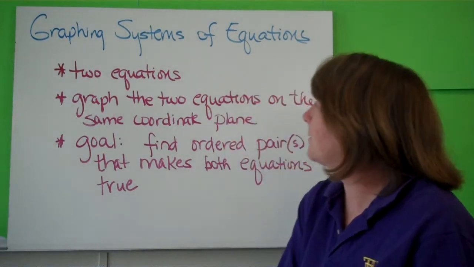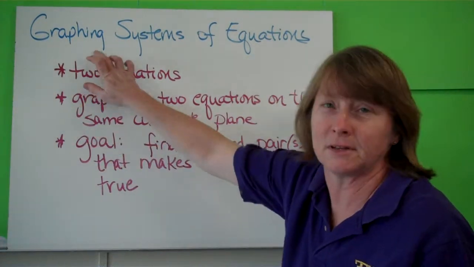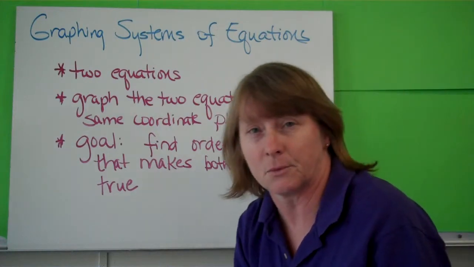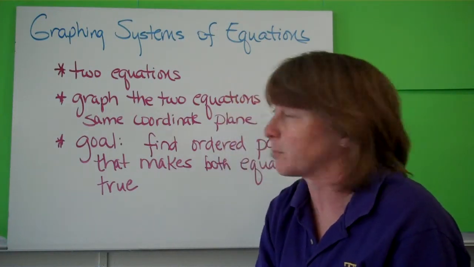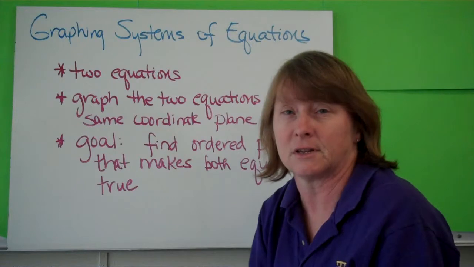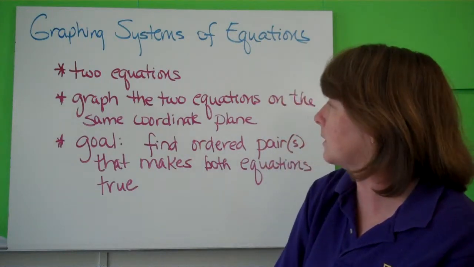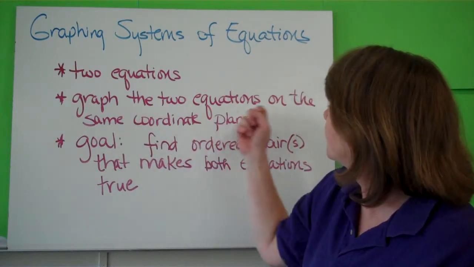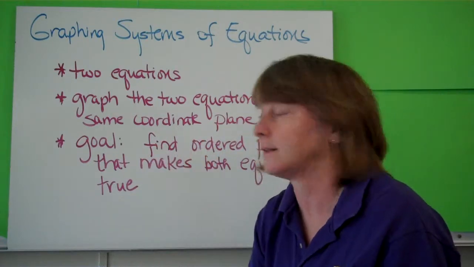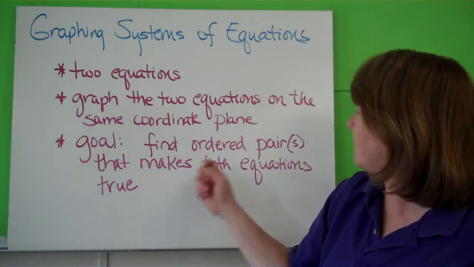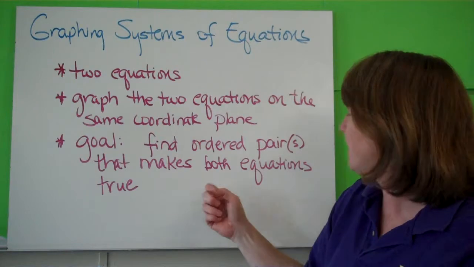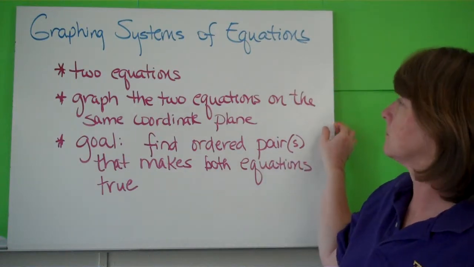We are starting Chapter 9, and the first unit is graphing systems of equations. So what is a system of equations? For Algebra 1, we're looking at 2 equations. When you get to Algebra 2, you're going to look at 3 equations. We're going to graph the 2 equations on the same coordinate plane in this section, and our goal is to find the ordered pair or pairs that make both equations true.